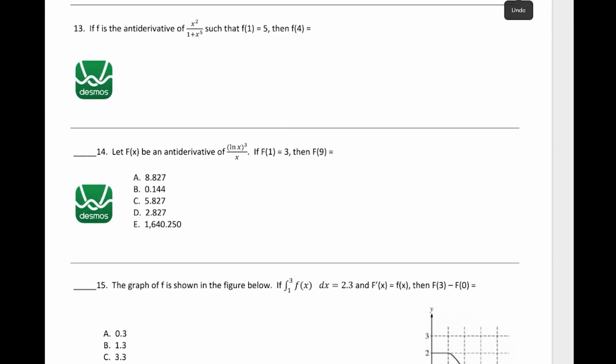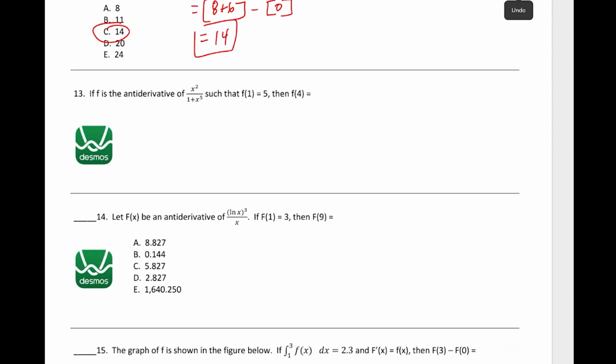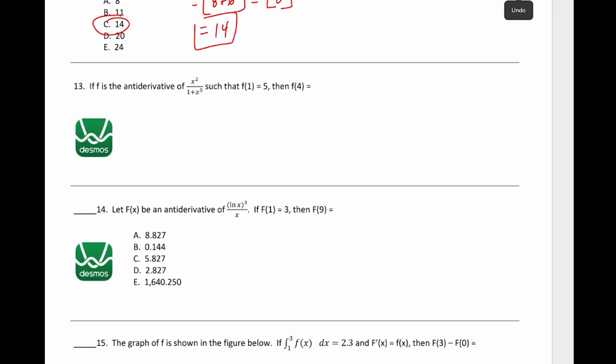Number 13 and 14. We got back-to-back calculator problems here. If f is the antiderivative of x squared over 1 plus x to the 5th, such that f of 1 is 5, then what is f of 4? So here we have yet another one of these fundamental theorem questions, and looking forward to number 13 or 14, it looks like that's going to be set up very similarly.